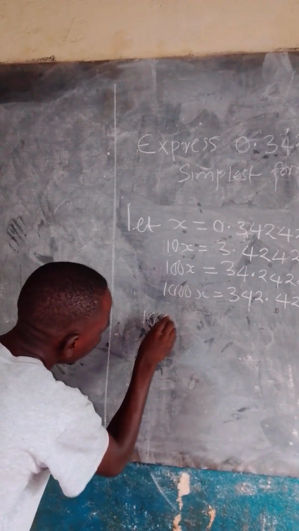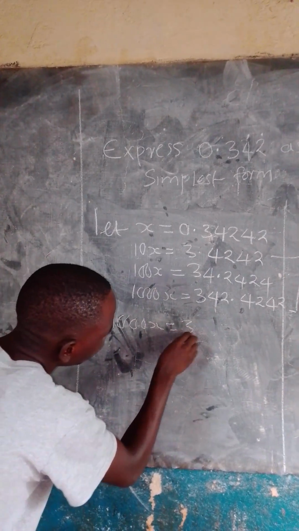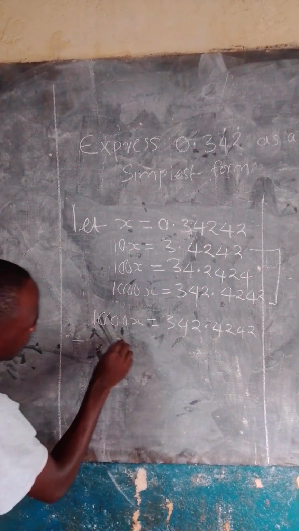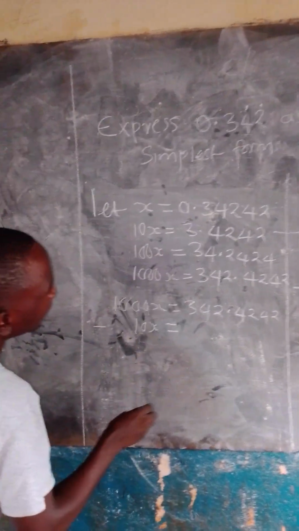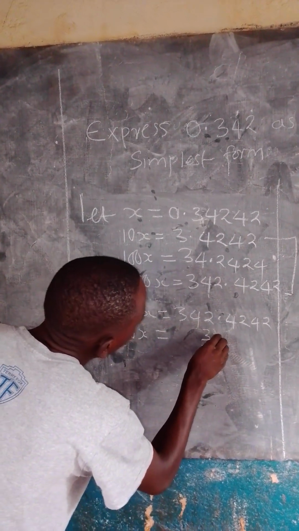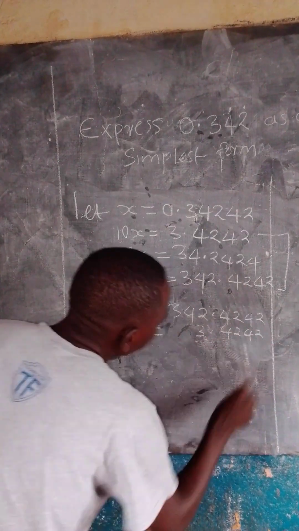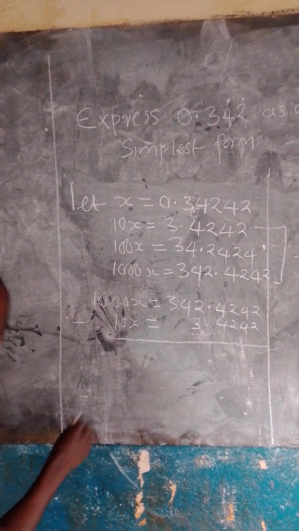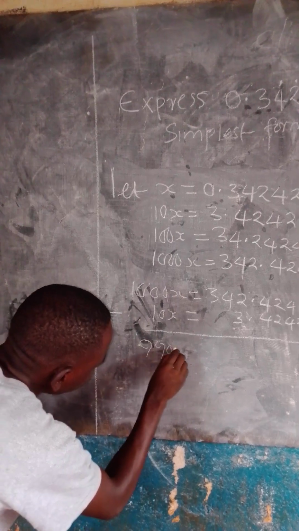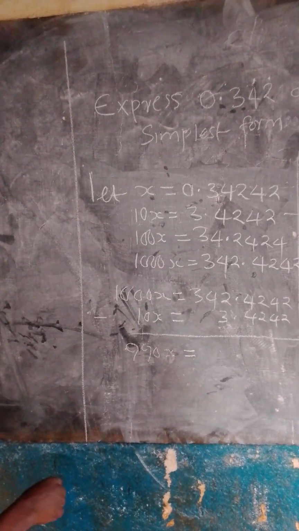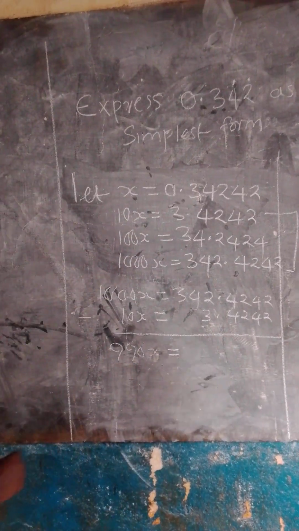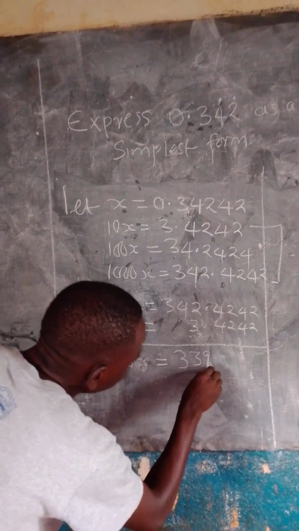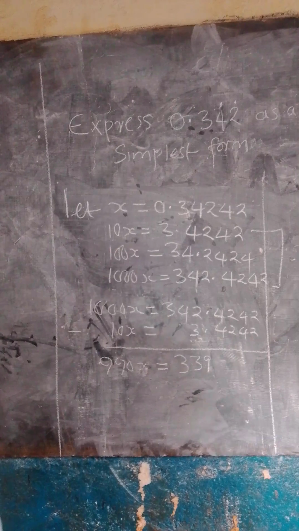Now we take the two numbers. Therefore, we take 1000x, which is equivalent to 342.4242, minus 10x, which is equivalent to 3.4242. Now we find the difference. 1000x minus 10x is equivalent to 990x, which is equivalent to 342 minus 3, that is 339. Then 0.4242 minus 0.4242 is 0.